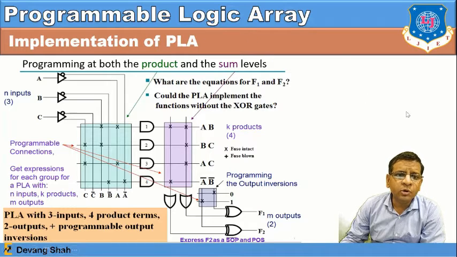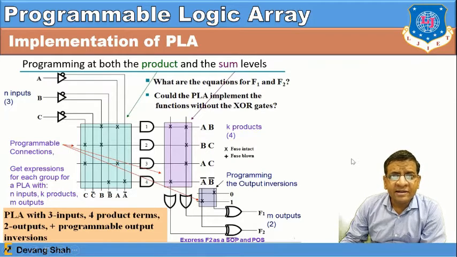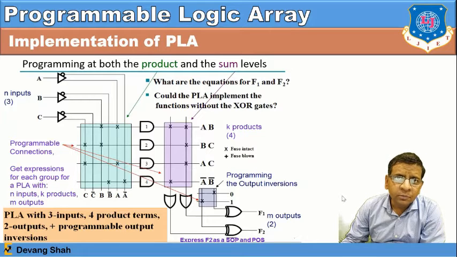So you can see, in this programming at both the product and sum level, you have a total of three inputs. These three inputs A, B, C can be categorized in A bar, B bar and C bar form as well as A, B, C. So in total you have six different literals, and based on that you can implement your Boolean functions, right? So if you check your Boolean functions like f1 and f2, you have a PLA with three inputs, four product terms, two outputs and programmable output inversion.